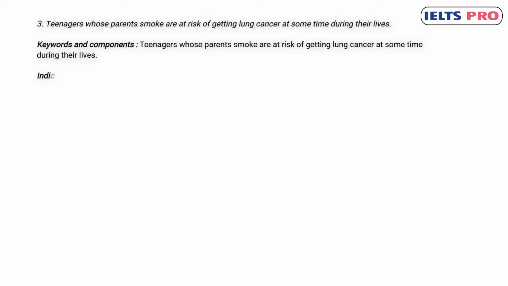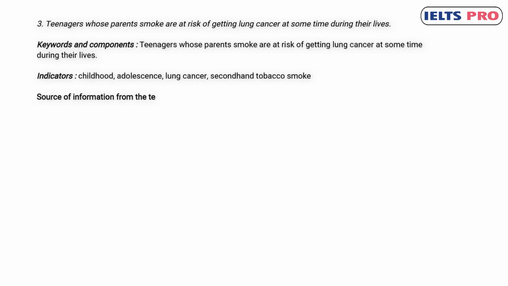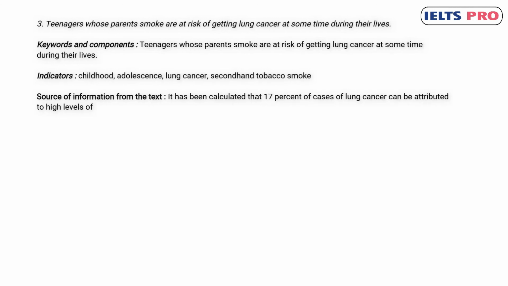3. Teenagers whose parents smoke are at risk of getting lung cancer at some time during their lives. Keywords and components: childhood, adolescence, lung cancer, second-hand tobacco smoke. Source of information from the text: it has been calculated that 17% of cases of lung cancer can be attributed to high levels of exposure to second-hand tobacco smoke during childhood and adolescence.